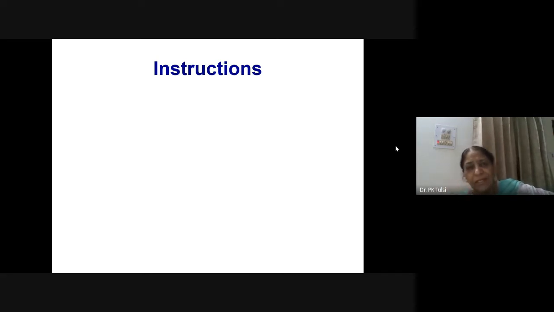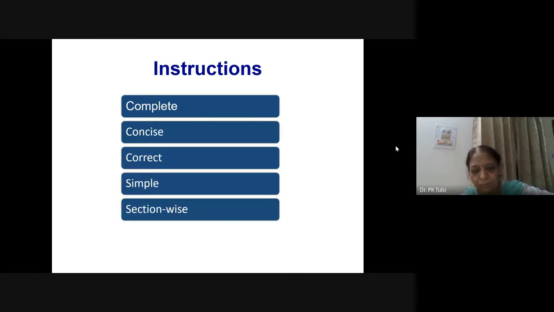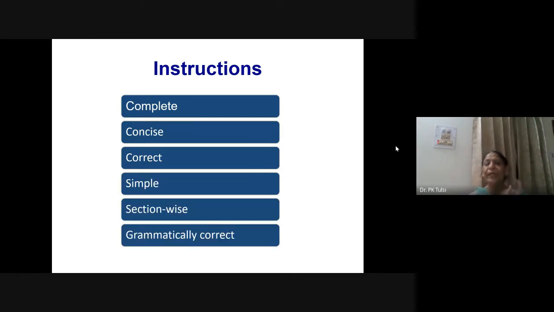First, what is the instruction for unit 1, what is the instruction for unit 2, unit 3. And these need to be, you can read out, complete, concise, brief, not more than 1 to 2 minutes of the learner, should be correct, simple, section.